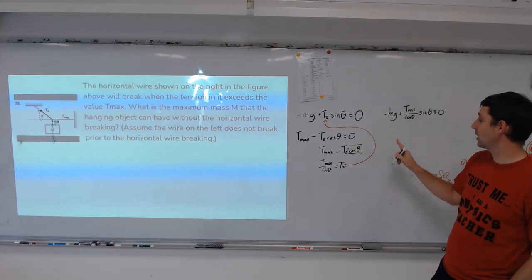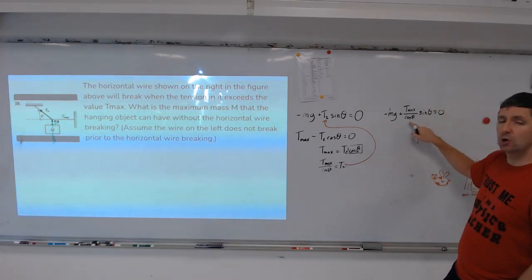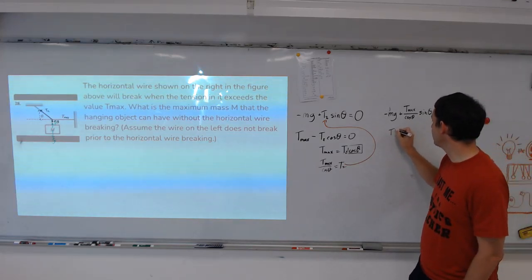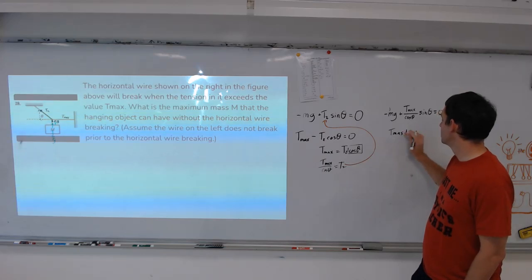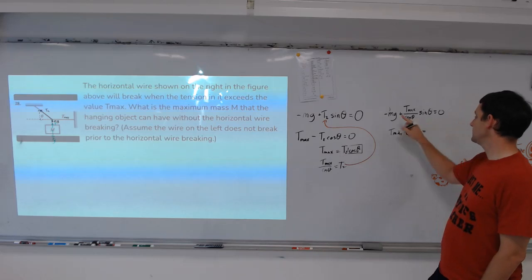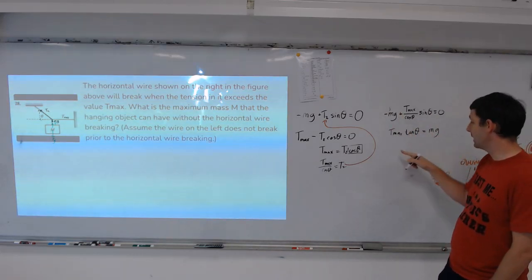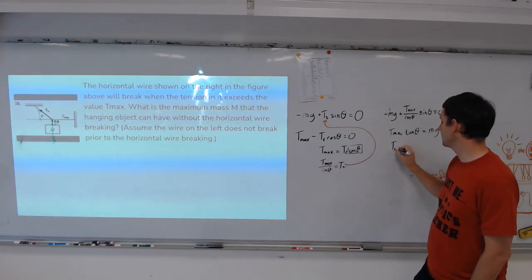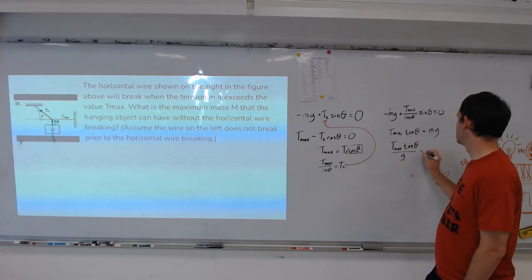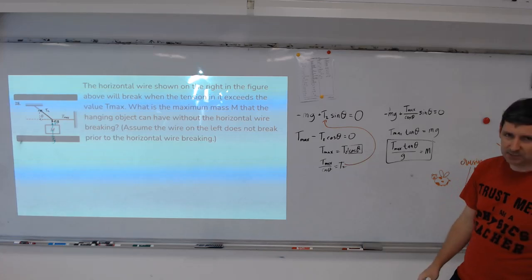So I'm going to do two things here. I'm going to move my mg over to the other side, and I know that sine divided by cosine is tangent. So I'm going to rewrite this as T max tangent of theta is equal to mg, because I added that to the other side. And then I'm just going to divide by g. So my final answer is going to be T max tangent theta over g is equal to the largest mass that m can possibly have.